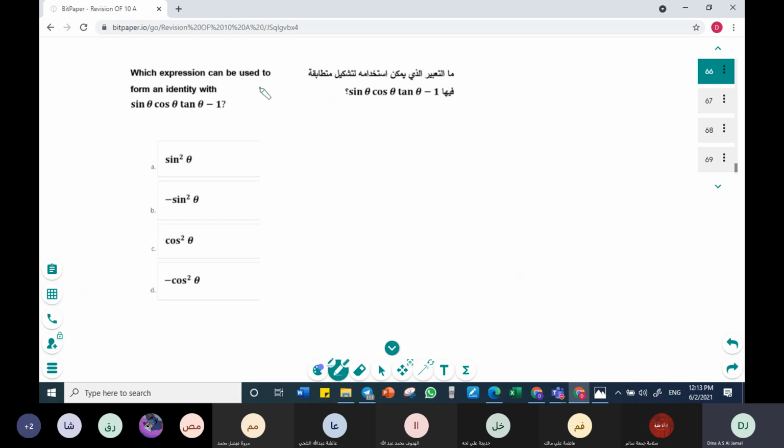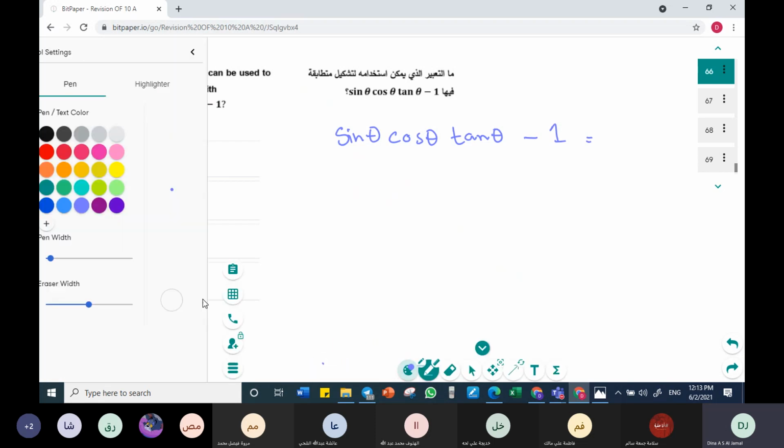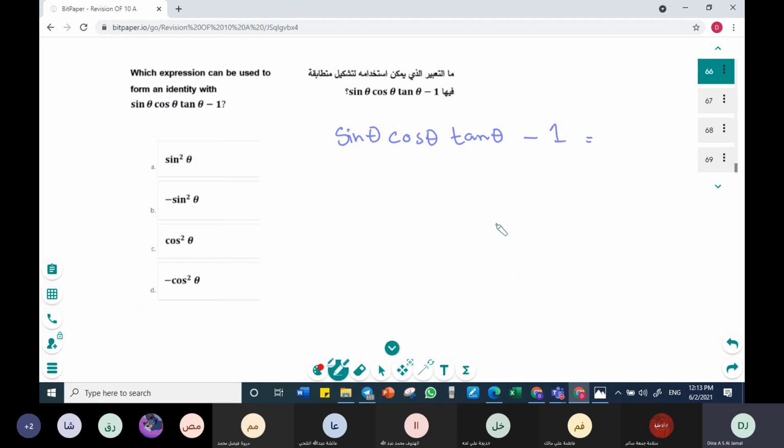Which expression can be used to form an identity with sine theta, cosine theta, tan theta, all multiplied together minus 1? So it is another way of saying simplify this identity. So sine, do I have anything to simplify it? Keep it as it is, sine theta. Cosine, keep it as it is. What about the tan? Sine over cosine. Excellent, sine theta over cosine theta.